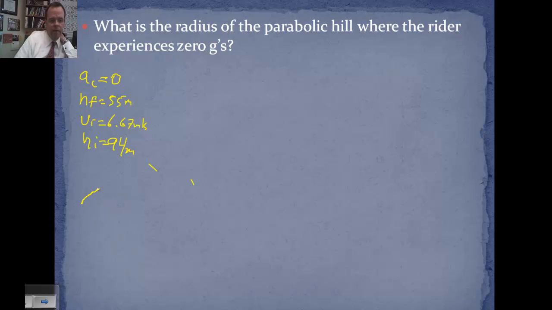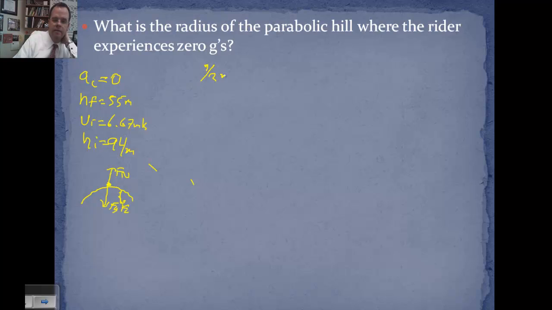Free body diagram here. We're at the top of the hill. We have force of gravity down, force normal up, and the centripetal acceleration in this case will be down. Okay, so let's look at what we have going on here. Now, in this problem, what we first need to figure out is the velocity at the top of the hill.